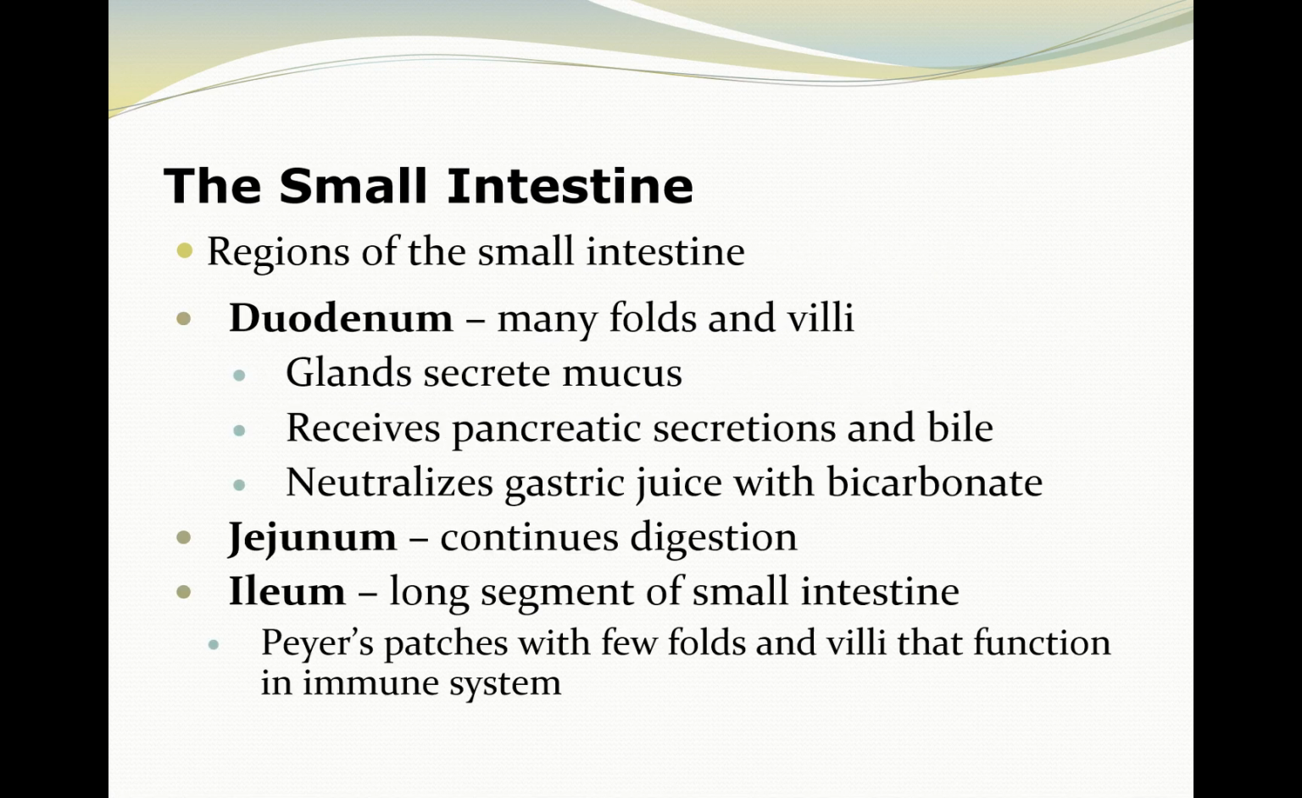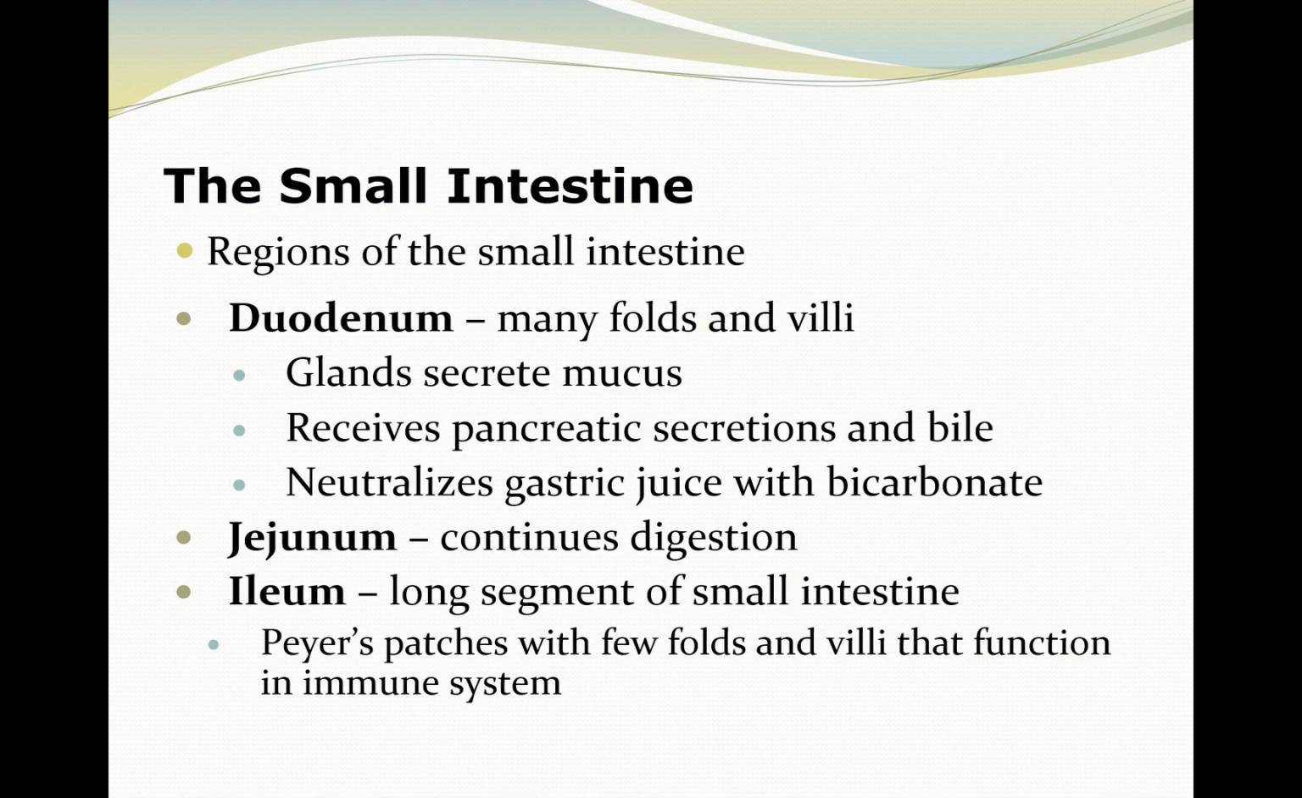The duodenum is the initial region of the small intestine, followed by the jejunum and the ileum. The duodenum is named because it's about 12 inches long, and it has many folds and villi. The glands will secrete mucus, they will receive pancreatic secretions and bile, and they will neutralize gastric juice with bicarbonate ion.